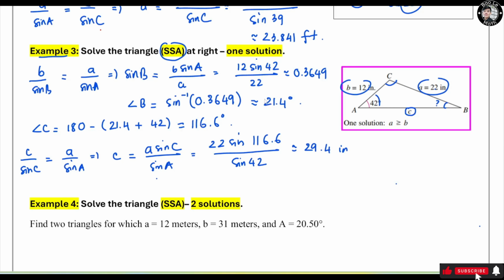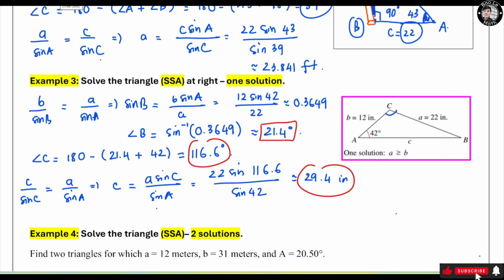Finally, angle B is right here. Angle A is right here. Angle C is right here. The side length A is right here. Side length B is right here. And side length C is right here. And we're done. Now, example number 3, SSA has one solution, where A is greater than or equal to B.